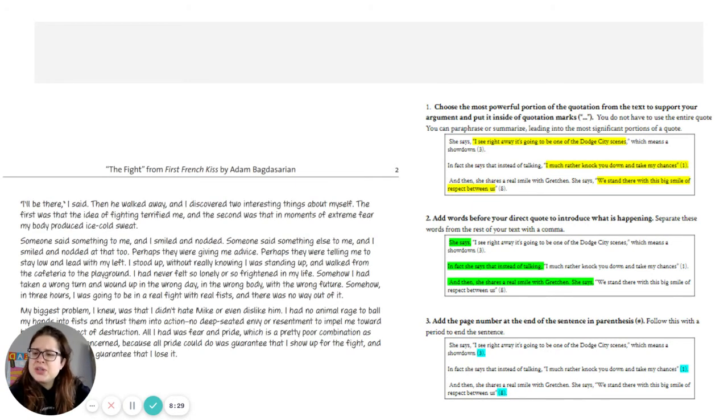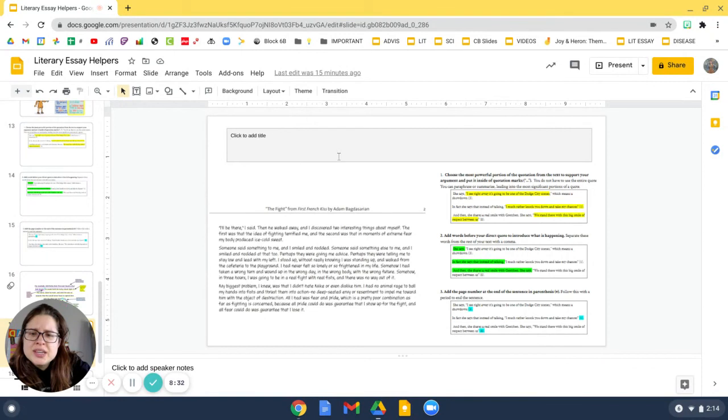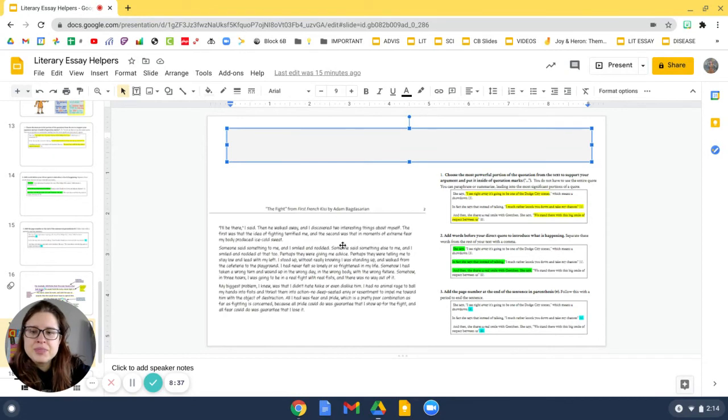I'd like to model this for you one more time. So here I have a passage from The Fight, and I'm going to follow these 3 steps. As I look at this passage right now, I want to use the part that says, the idea of fighting terrified me. It's right in this first paragraph here. So I'm not just going to plop that in this passage and walk away. I have to introduce it, remember. So maybe I'm going to say something like, when Will thinks about the fight, he thinks. So there's my introduction to my quote.